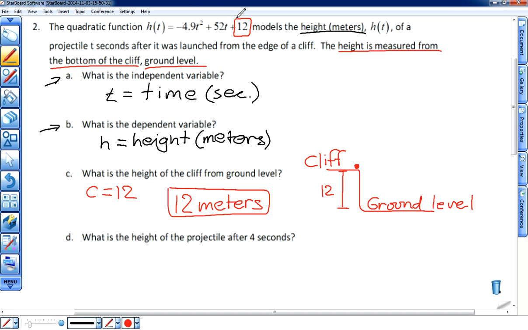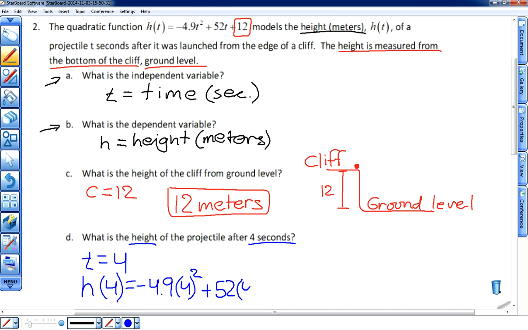Next question that it's asking us is, what is the height of the projectile after 4 seconds? So again, in this type of problem, it's asking us for something and telling us something. In this case, it's asking us for height and telling us time. It's telling us that time, t, is equal to 4. Well, if we want to find height when t is 4, that means we're looking for what the height is after 4 seconds, so h of 4. And in our case, that is equal to negative 4.9 times 4 squared plus 52 times 4 plus 12.